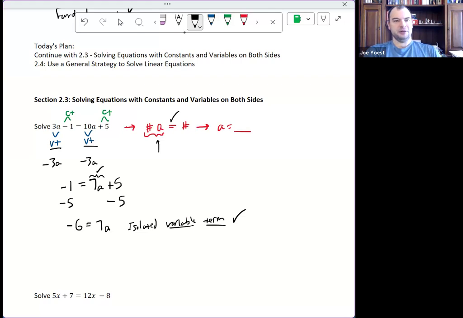And now to work on isolating the variable itself, well, this 7a, there's a coefficient of 7 multiplying the a. I want the a completely by itself. I just divide by that coefficient of 7. On the right side, I have 7 times a divided by 7, or that's just 7 divided by 7 times a, or 1 times a, or just a on the right side. And on the left side, I just have negative 6 divided by 7, or the fraction negative 6/7.